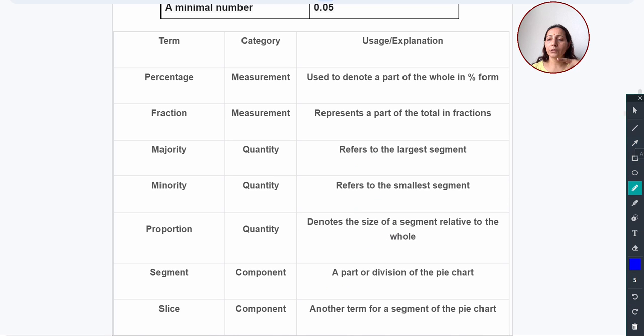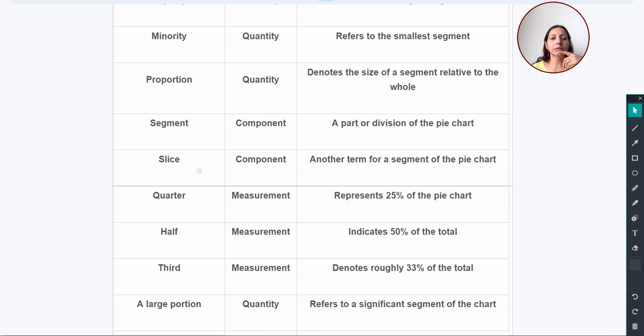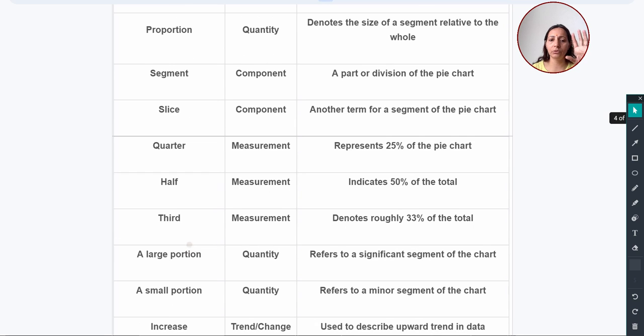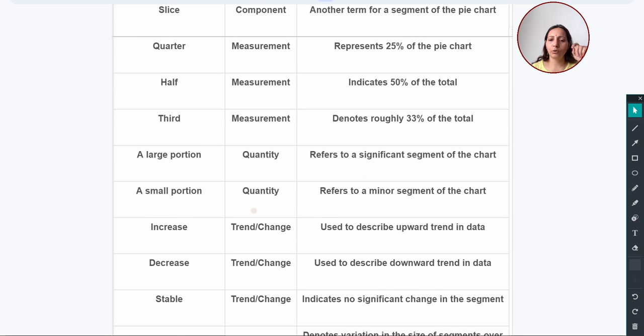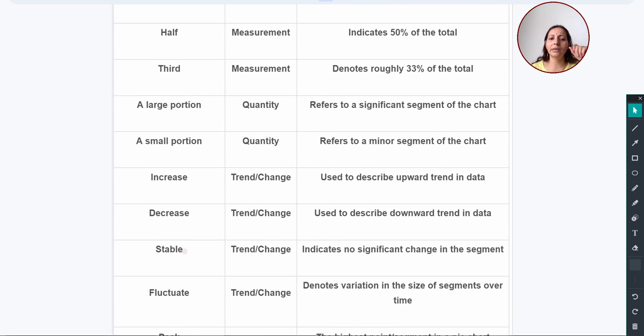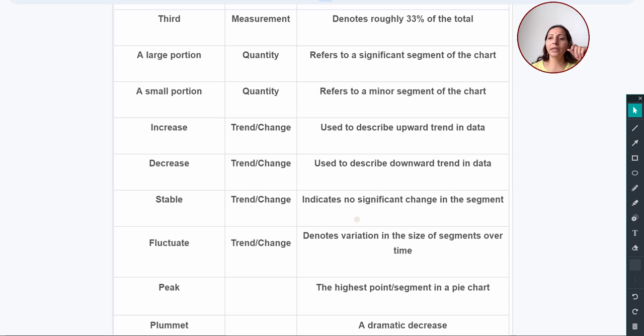Now the next portion: slice, quarter, half. You all know these words, just read them once. Third means roughly a third, 33% of the total. A large proportion, a small proportion, increase, decrease. Stable indicates no significant change in the segments.